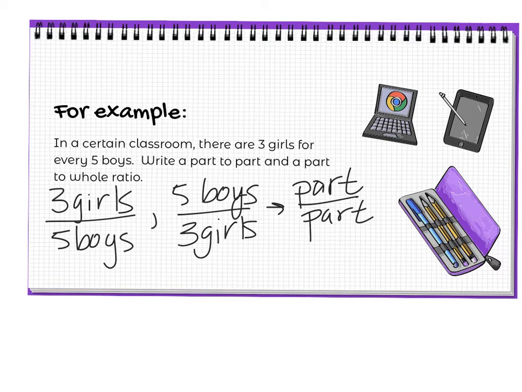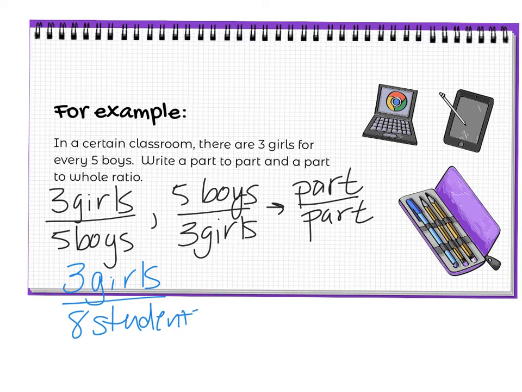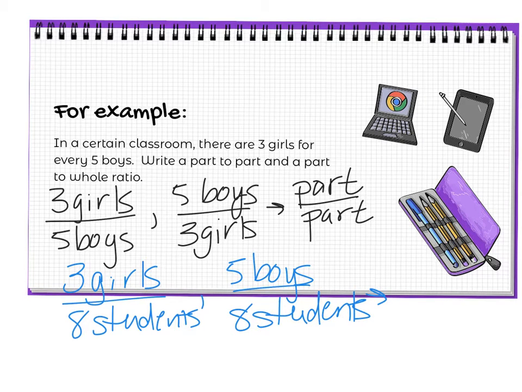Okay. Now, part-to-whole ratios, you have to do a tiny, tiny little bit of math in here. So they would be like if I say I have 3 girls to 8 students. So where'd I get 8 from? Well, if I have 3 girls for every 5 boys, that means I'm talking about for that total of 8 students, 3 of them are girls. Or I could say for the 8 students, I have 5 boys for the 8 students. Okay, and this is part to whole ratios.